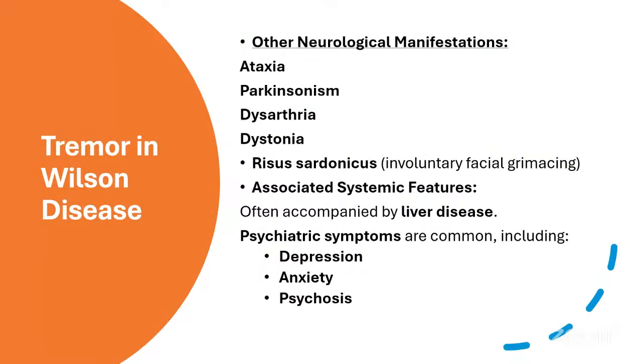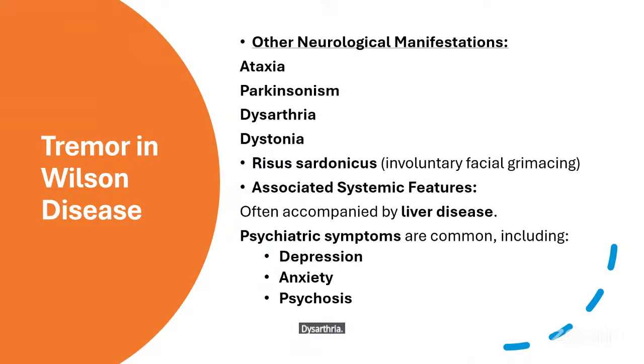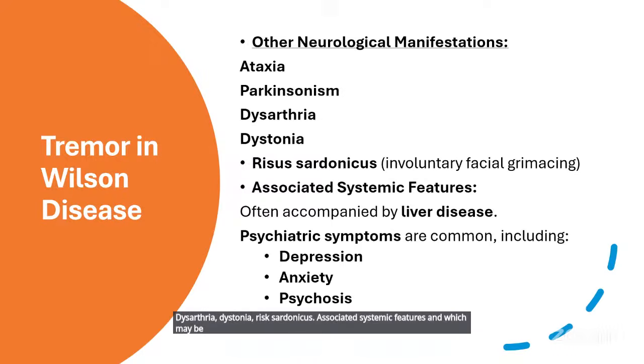Other associated neurological manifestations that can be seen in Wilson disease are ataxia, Parkinsonism, dysarthria, dystonia, risus sardonicus, and associated systemic features which may be associated with liver diseases or psychiatric manifestations like depression, anxiety, and psychosis.